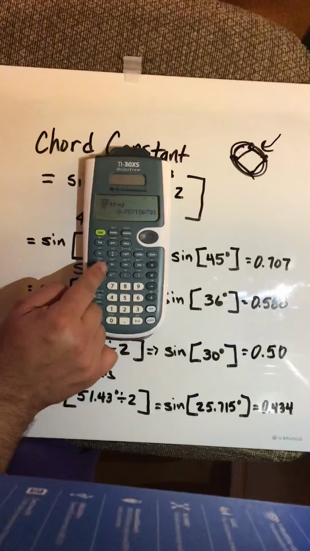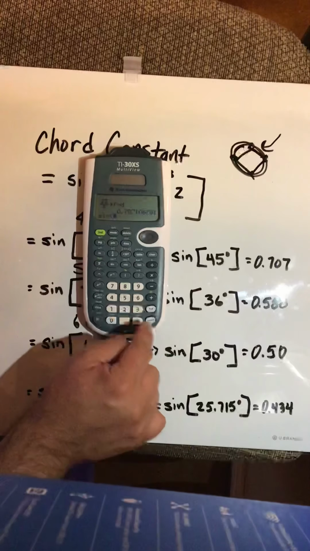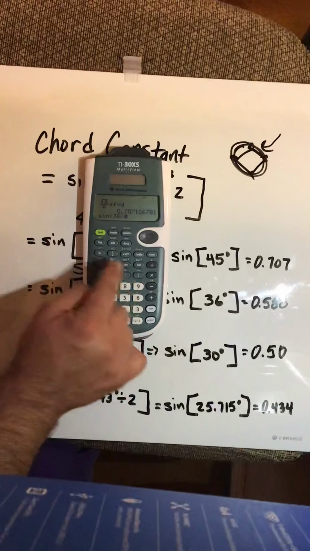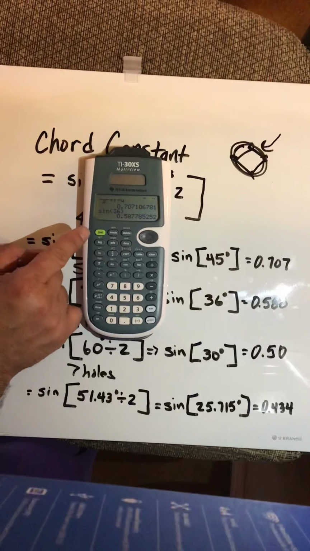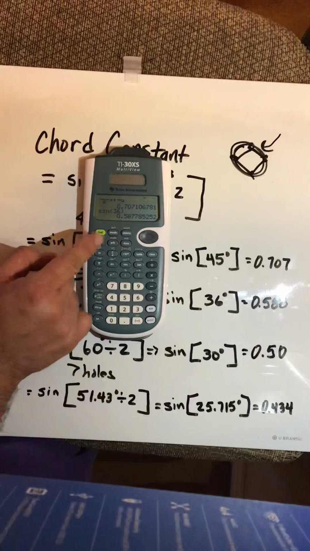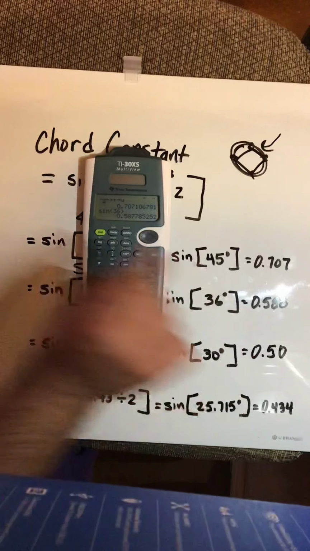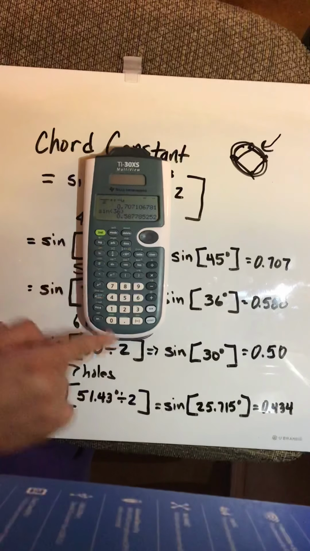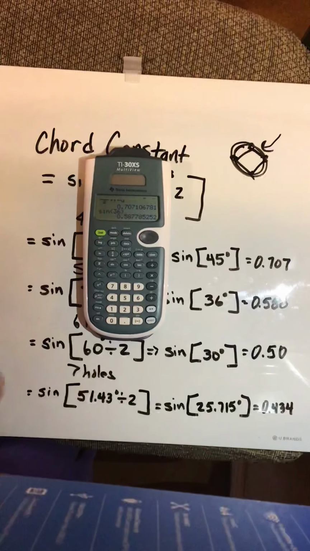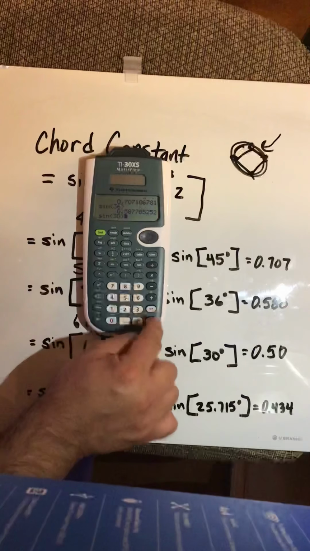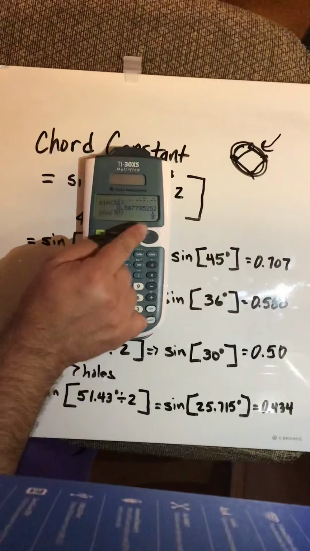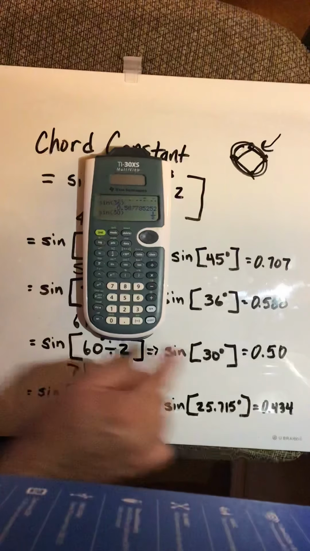And I'm going to do the same thing for the next one. Sine of 36 gives me 0.5877, or I'm going to round off to 0.588. On the next one, sine of 30, close it off, gives 1 over 2, or just 1/2.